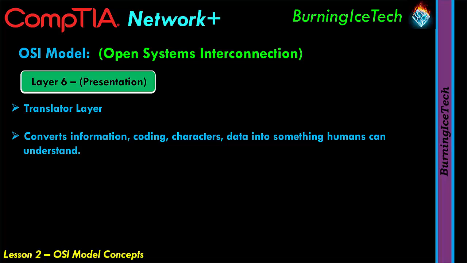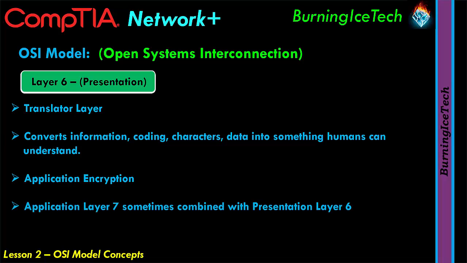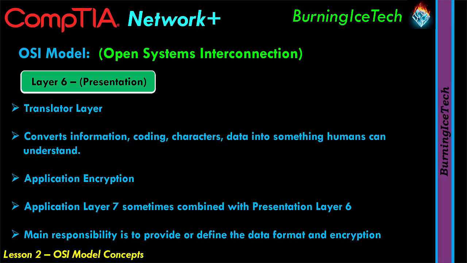I suppose, in a manner of speaking, it's kind of like a converter or a translator if you think about it. Now guys, the presentation layer can also be conceived as supporting data compression and encryption. So any form of character encryption or application will happen at layer 6. You'll find that the presentation layer is often combined with the application layer because the functionality is so closely associated with our ability to use these applications. The main responsibility of the presentation layer is to provide or define the data format and encryption.